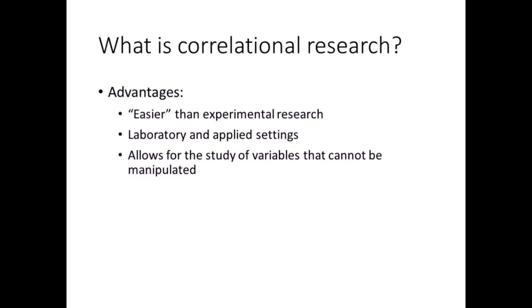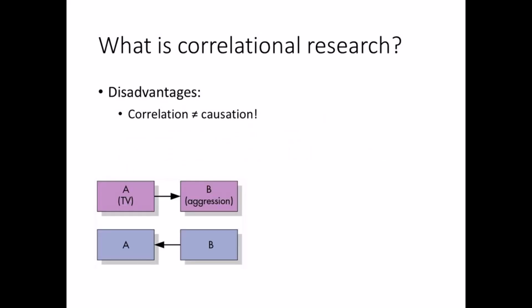Let's review some of the advantages and disadvantages of this method. First, correlational studies are easier to conduct than experiments, and they can be done in laboratory and field settings. This method is also useful when it's not possible to manipulate one or more of the variables, like age, gender, and race. As you know, the main disadvantage of this method is that it does not tell us which variable caused a change in the other one. It can only indicate the existence of a relationship.